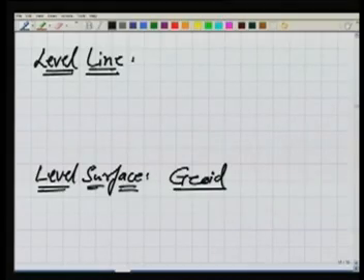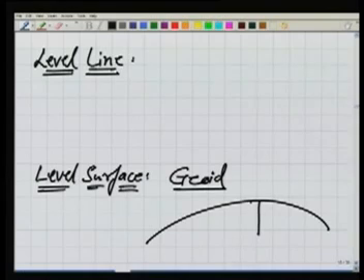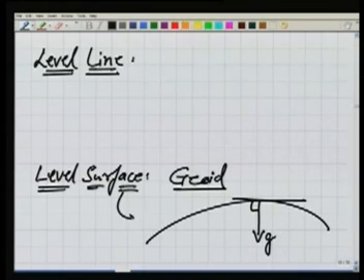Any surface which is parallel to the geoid, an equipotential surface, is a level surface. And we know the definition: everywhere on that surface, the perpendicular to that surface will be in the direction of gravity. So if this is my surface, anywhere I drop a perpendicular, this indicates the direction of gravity. Okay, a line on this surface. So this is my level surface.